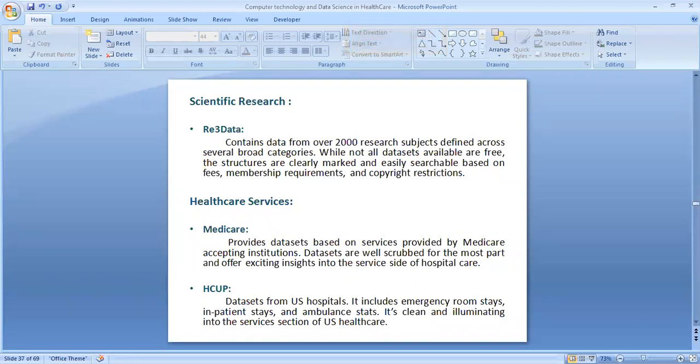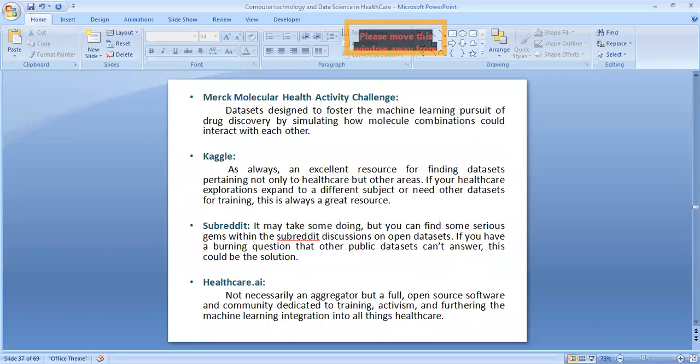We have data on how healthcare services are offered. Again, we have a data set for that too. We have Medicare, we have HCUP, then we have the Merck Molecular Activity Challenge. These are the data sets used in machine learning pursuits, contributing to drug discovery. Then we have Kaggle, we have subreddit. There may be even some data sets focusing on specific disorders, though they may not be able to answer several questions.